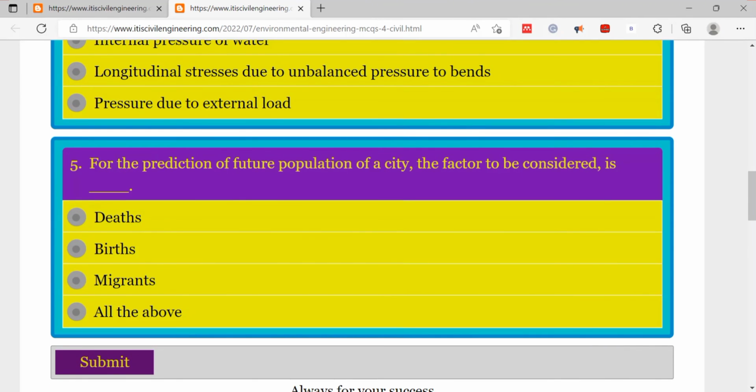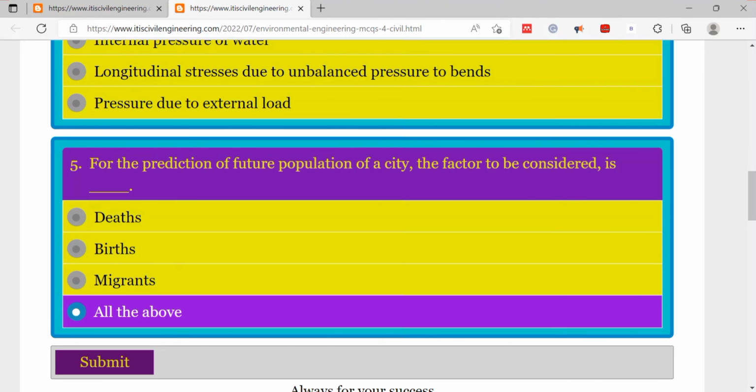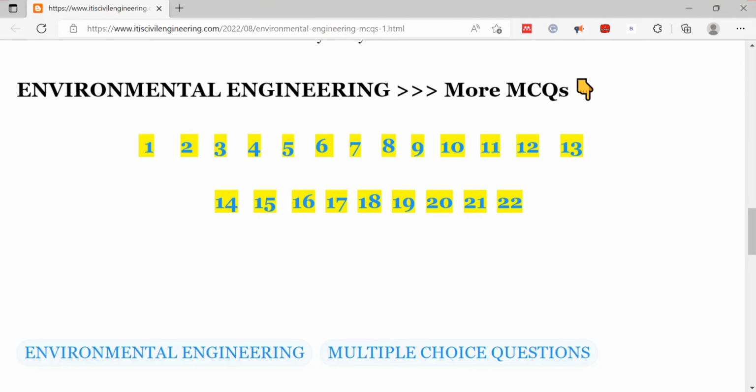For the prediction of the future population of a city, the factor to be considered is, all of these factors are to be considered, which is death, birth, and migrants. With this, we have completed all the 110 MCQs.